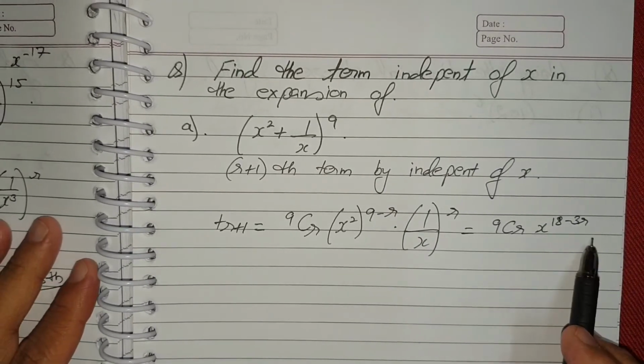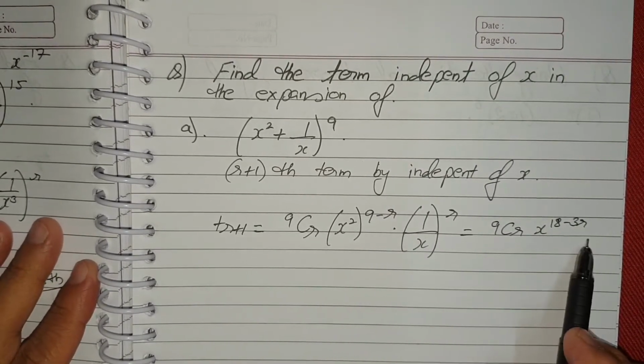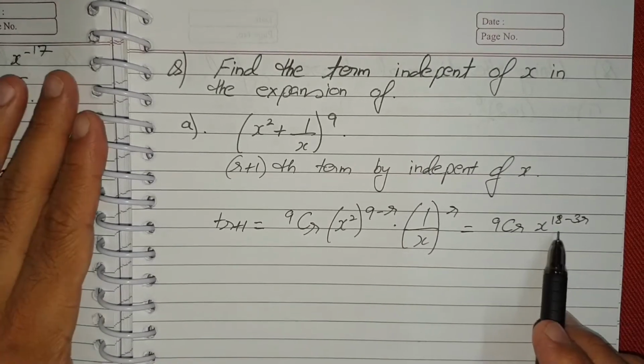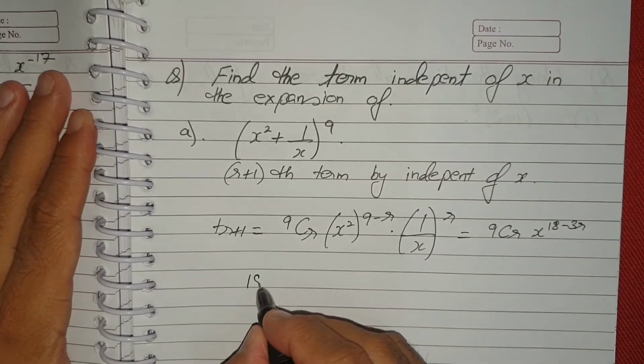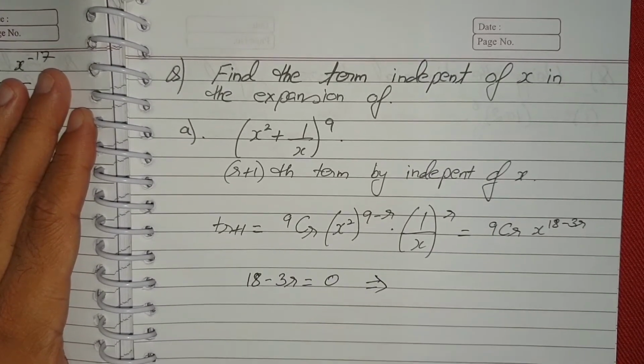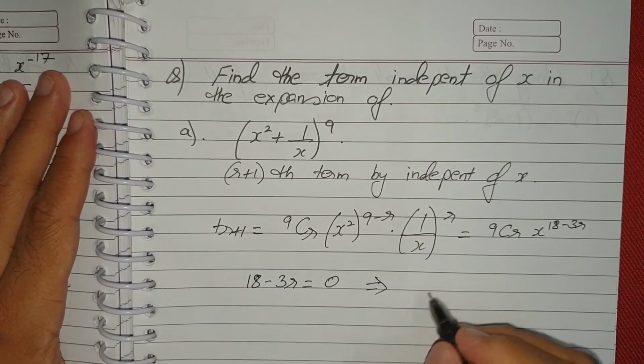Now, see, this is a term which is independent of x, that means x to the power is 0. So, equating 18 minus 3 r equals 0, what we will get? We get r as 6.